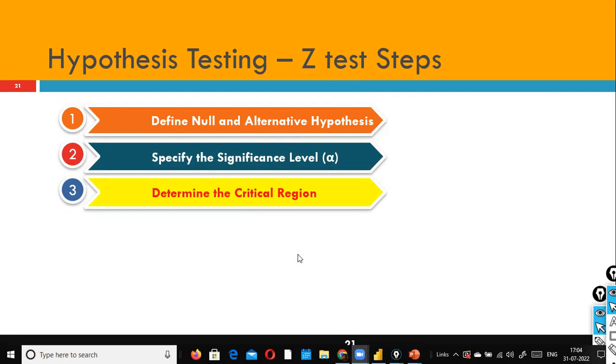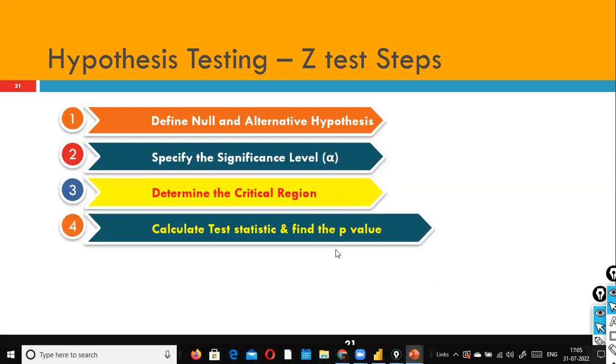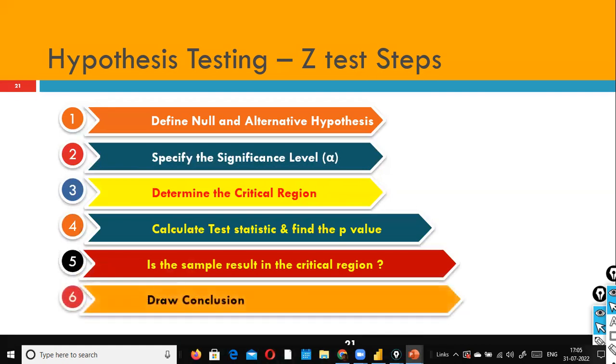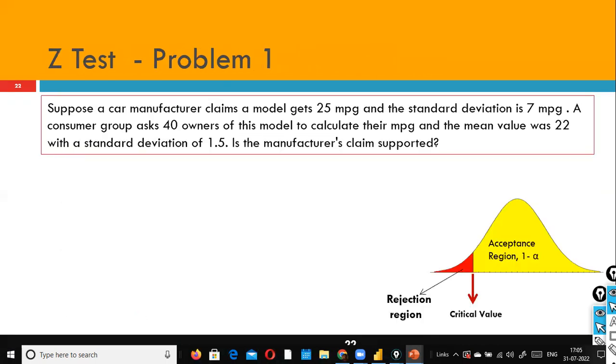The next step is to calculate the test statistic, and find the p-value. Is the sample result in the critical region? If it is falling in the critical region, then you reject the null hypothesis. If it is not falling in the critical region, you fail to reject the null hypothesis, and you draw a conclusion. Forget about all these steps for now. At the very beginning, when you learn hypothesis testing, it is difficult to remember all these steps. When I start with the problem statement and walk you through the solution, you will be able to understand all these steps practically.